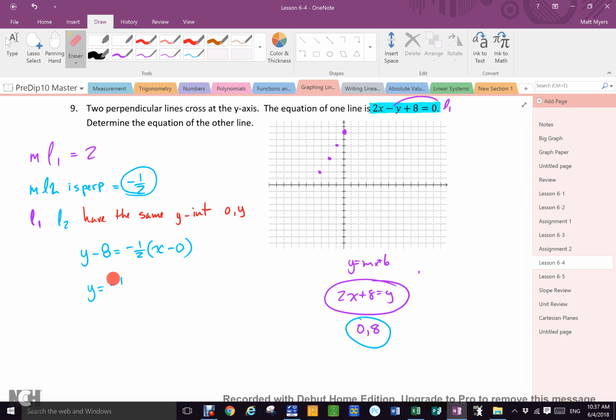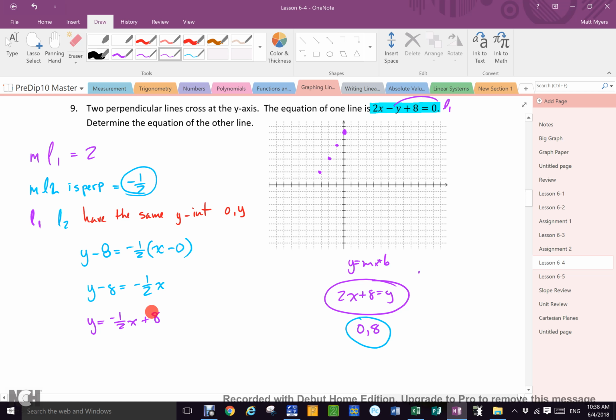Phew. Thank goodness I looked it over. It won't erase because it wants to shame me. y minus 8 equals negative 1/2 x. That would be point-slope form. And then slope-intercept form would be y equals negative 1/2 x plus 8. There we go. Phew!